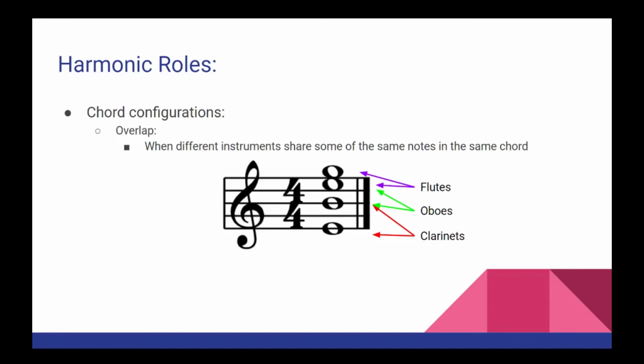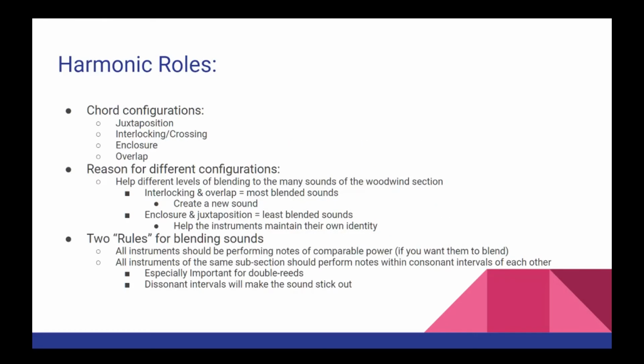Now, the reason for each of these approaches is to help blend the sound of your instruments together to differing degrees. This is especially important for the woodwinds since they have so many different tone colors, but it can be used for any sections of the orchestra. In general, interlocking and overlapping tend to help different sounds blend together into a newer sound, while juxtaposition, and especially enclosure, tend to help each instrument in the chord keep its own sonic identity.